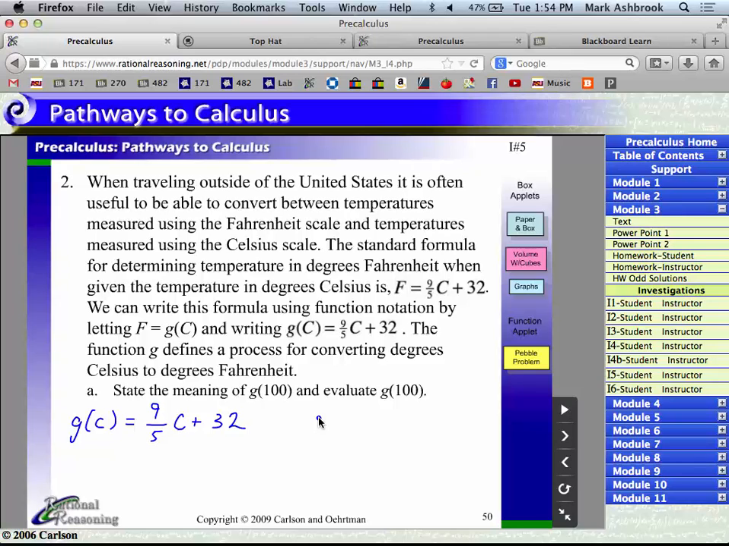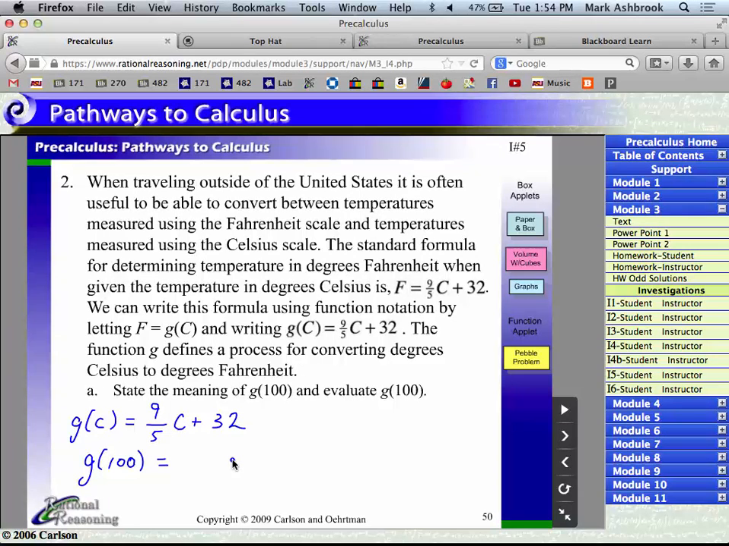So which is the input? Is the input Celsius degrees or Fahrenheit degrees, if it converts Celsius to Fahrenheit? Celsius would be the input, and G of C is the output, which is Fahrenheit. So find G of 100. Just quickly. First of all, what does G of 100 represent?